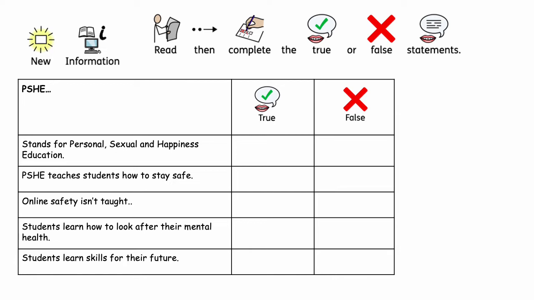Okay, so PSHE stands for Personal, Sexual and Happiness Education. That is false. PSHE teaches students how to stay safe. That is true. Online safety isn't taught. That is false because we know that it is taught. Students learn how to look after their mental health. That is true. And students learn skills for their future. That is also true. So you can count up how many you got correct out of 5 and give yourself a score out of 5.